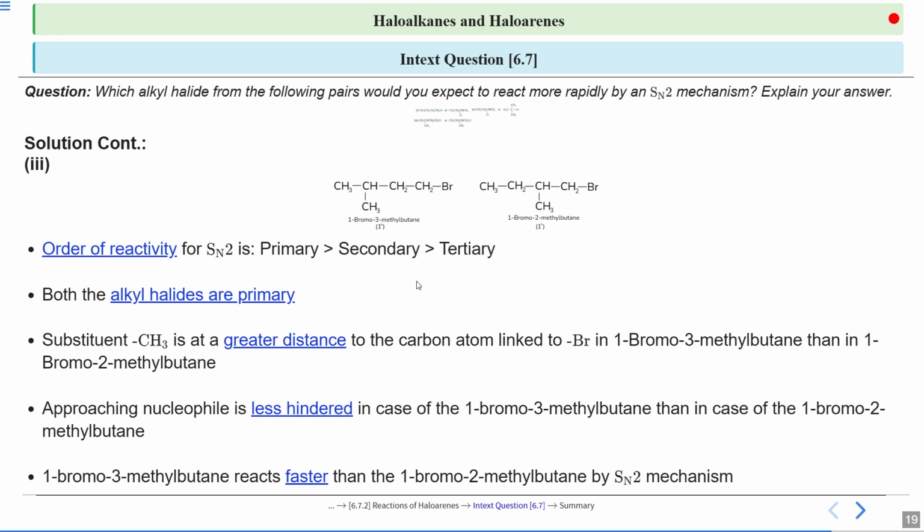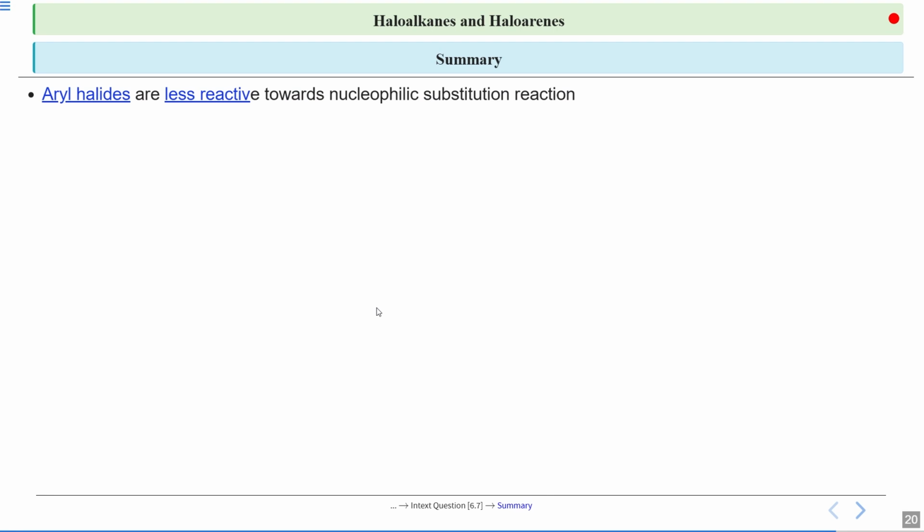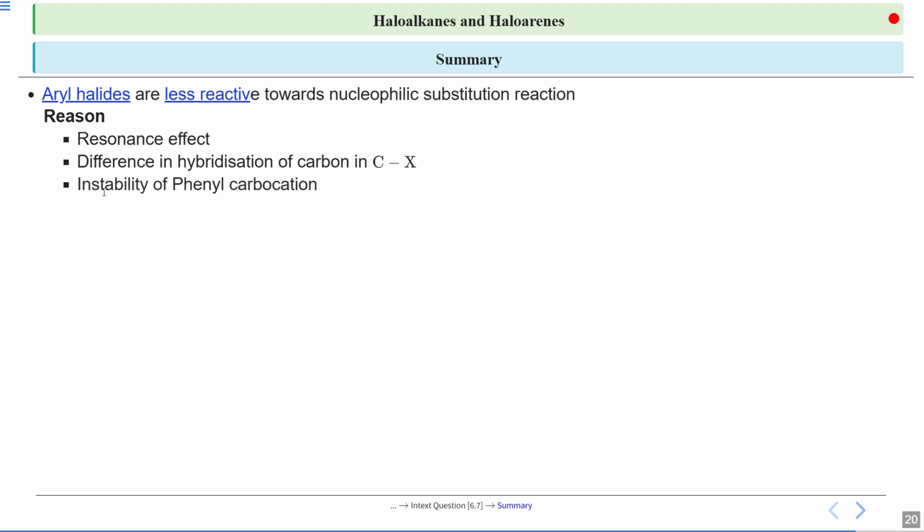Okay, let's see the summary of what we have covered today. First of all, aryl halides are less reactive towards nucleophilic substitution reactions. The reasons are, first, the resonance effect, due to which the reactivity decreases. Then the difference in hybridization of carbon in the carbon-halogen bond in haloarenes. Then the instability of the phenyl carbocation forming after the removal of halogen from the carbon. And the fourth factor is repulsion, which is responsible for the lesser reactivity of haloarenes towards nucleophilic substitution reaction.